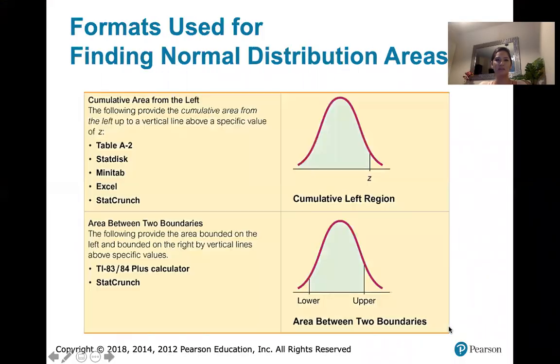Okay, so let's do some examples. Oh, before we do that, this graphic just talks about the different types of technology that you can use to find areas to the left or areas between two boundaries. I'm going to show you how to use table A2, and I'm also going to show you how to use Excel to find this cumulative area from the left. So that's the area that starts all the way out at negative infinity and goes all the way up to that z-score. So this is what you would find in that table. And I'll also show you how to find that same area using Excel.